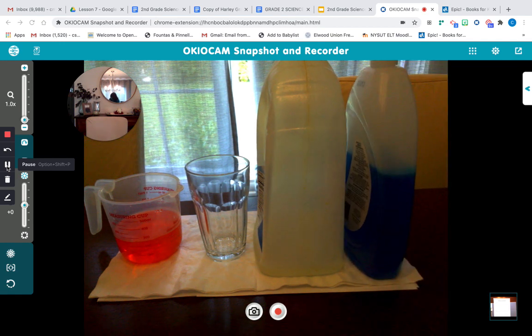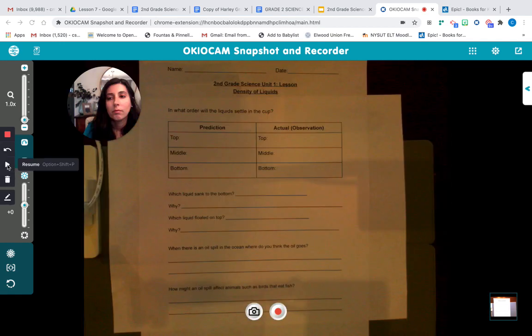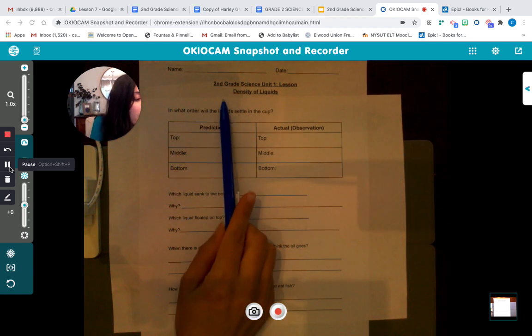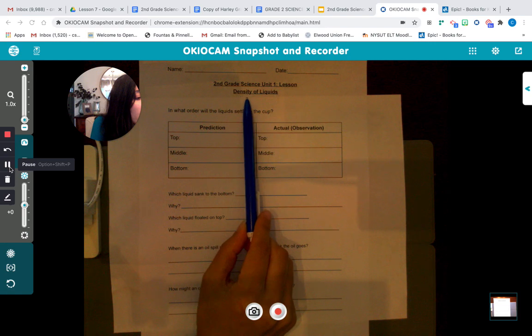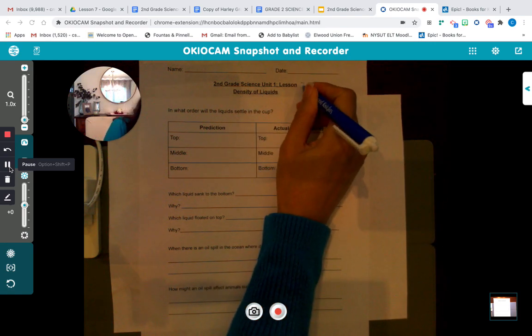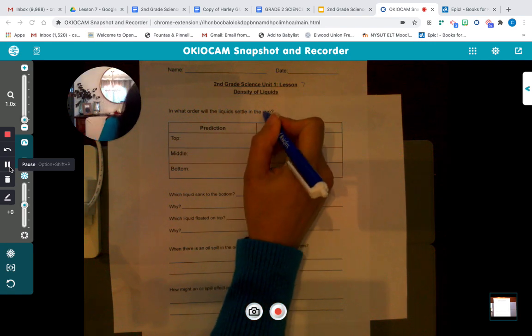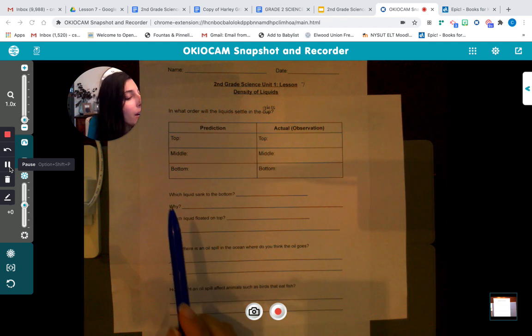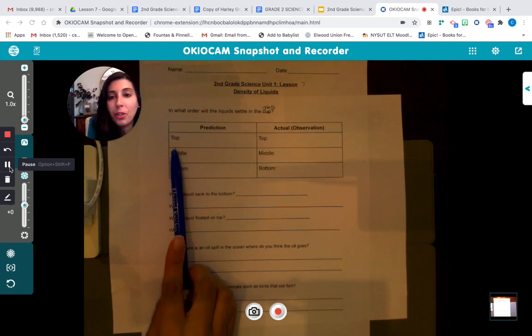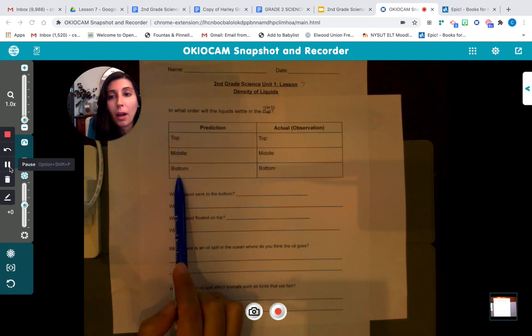So let's start by making a prediction. If you look at your sheet, it says second grade science, unit 1, lesson 7. Density of liquids. In what order will the liquids settle in the cup? I should say glass. I'll fix this on yours. Couple more typos. Okay, so which liquid do you think will be on top? Which do you think will be in the middle? And which do you think will be on the bottom?